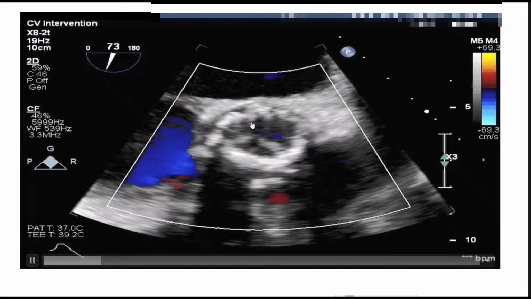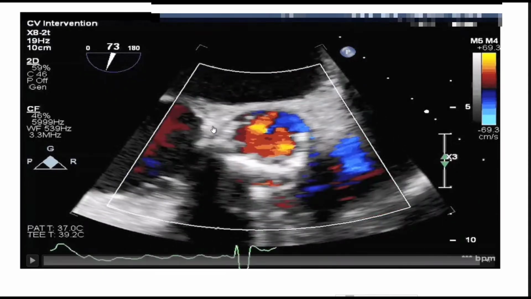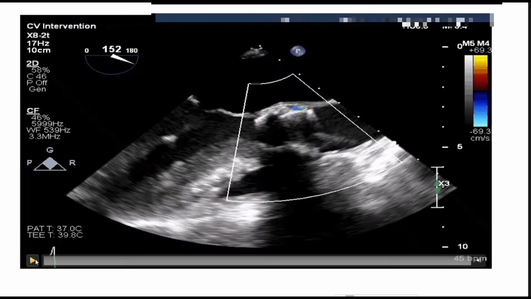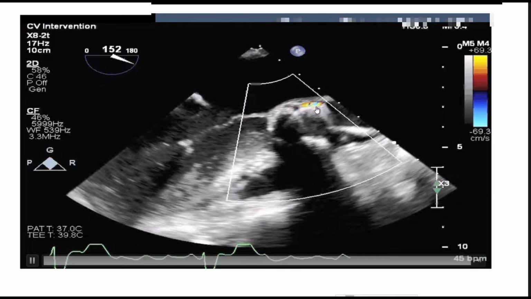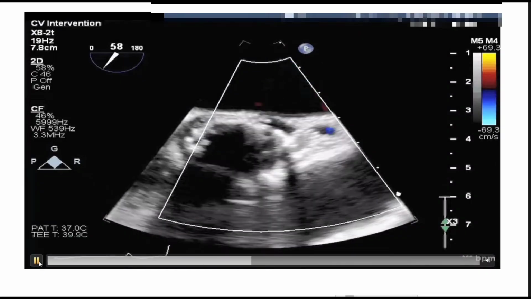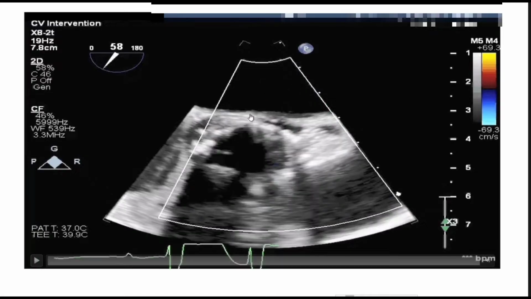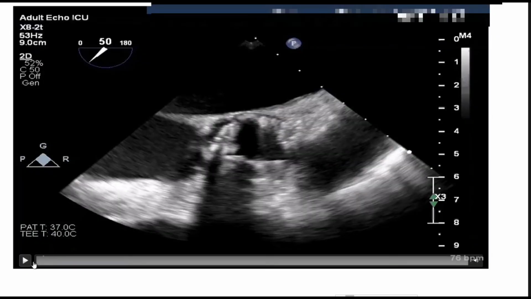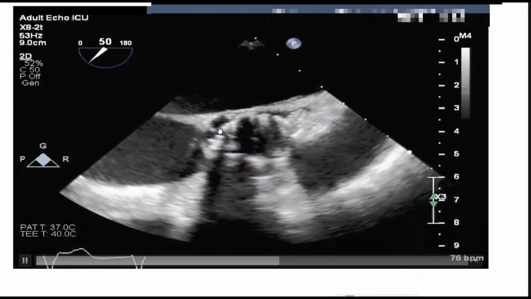And that's really what I wanted to point out, is after this valve in valve, you do have this significant echo-free space around the valve that has some flow in it. And this will become somewhat of an issue later on, because you've got thickening around the aortic root as well as an echo-free space.